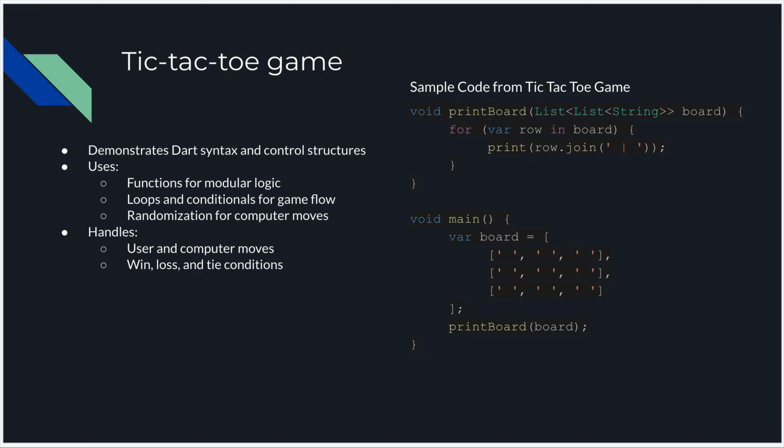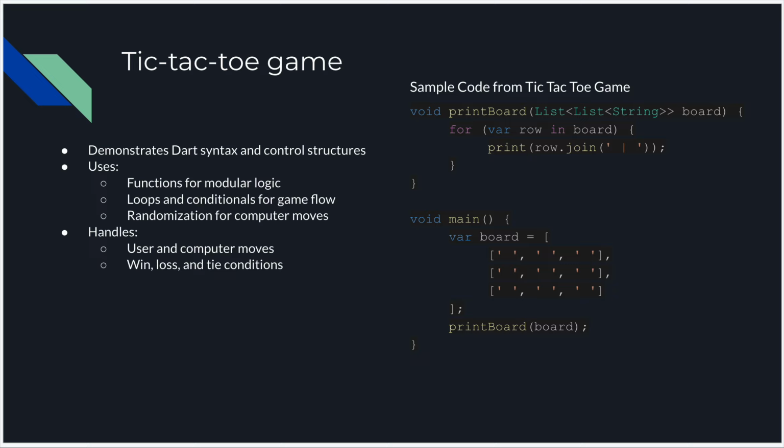The tic-tac-toe game demonstrates Dart's functional programming style and control structures. The game relies on functions to handle tasks like displaying the board, managing player and computer moves, and checking for a win, loss, or a tie. Loops are used to update the board during each turn, and conditionals ensure the rules of the game are followed.